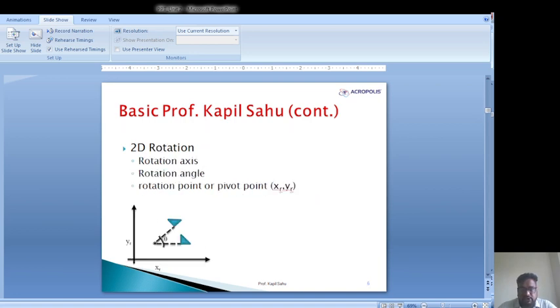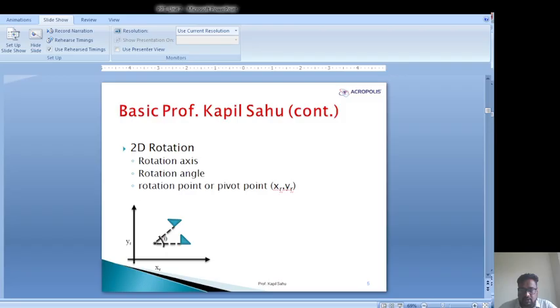Second one is the rotation. Rotation means if we want to change the orientation, or we want to rotate any object by any angle, this type of transformation is called the rotation. Here we can show the rotation of a triangle by an angle theta. Theta is the orientation angle.